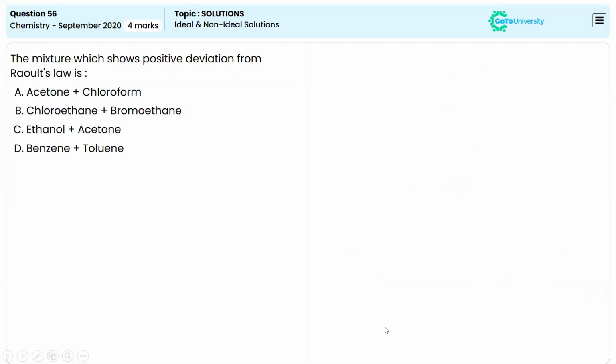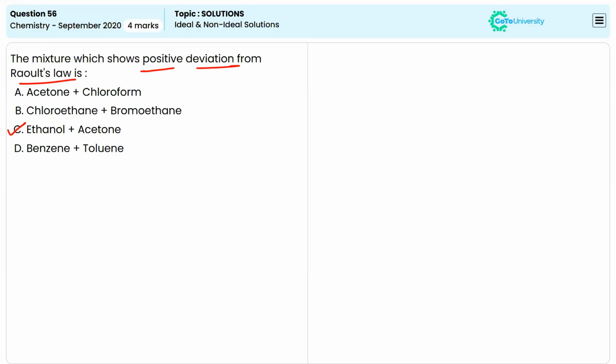Now coming to the next question. Here, different kinds of mixtures are given. We have to select the one which shows the positive deviation from Raoult's law. This is what I told you at the beginning, we have to know the examples for the solutions which show the positive and negative deviations. So here we have 4 different kinds of mixtures. From this we have to find out the one which shows the positive deviation. That will be the mixture of ethanol and acetone. So option C is the correct one.